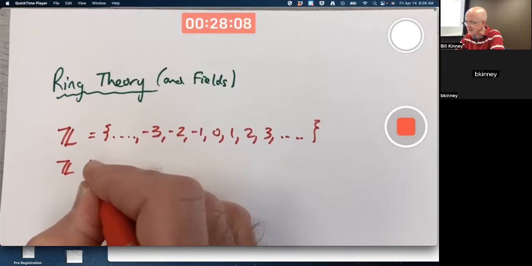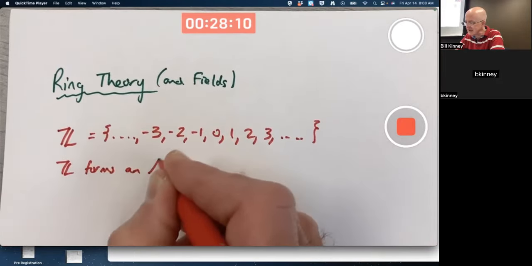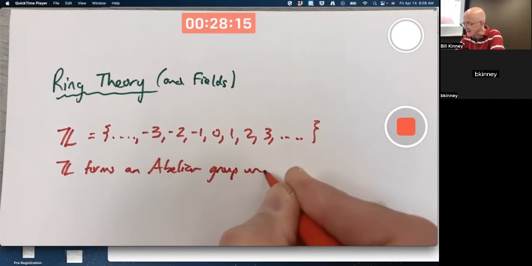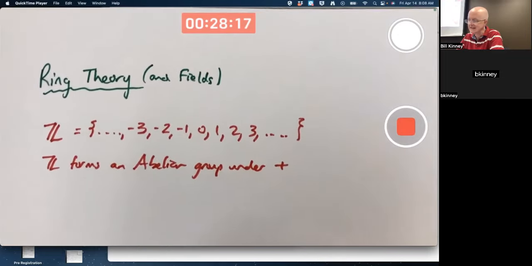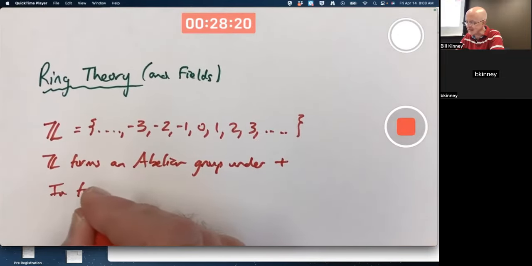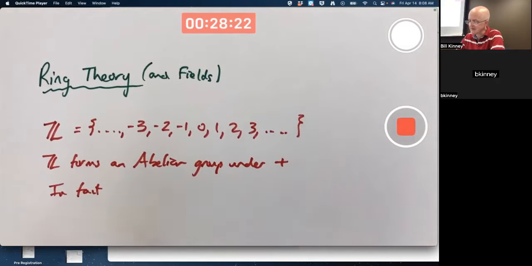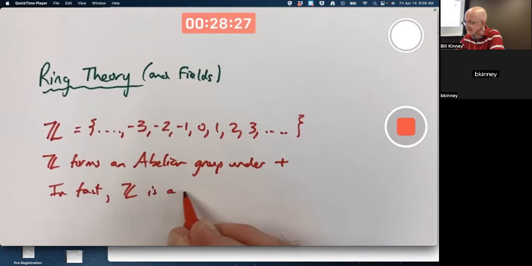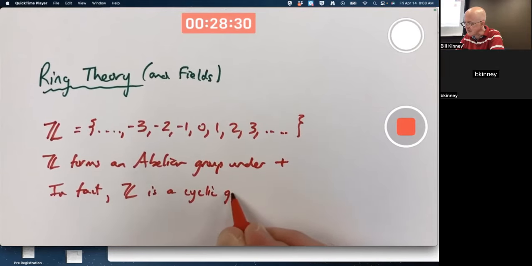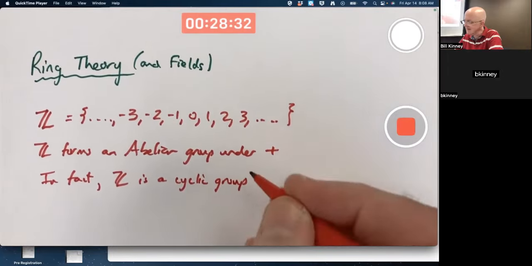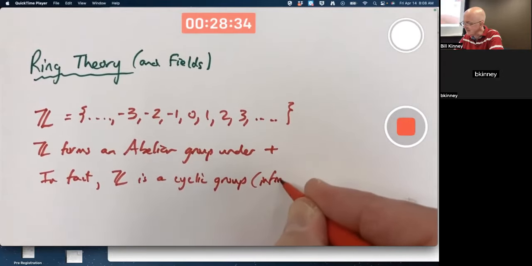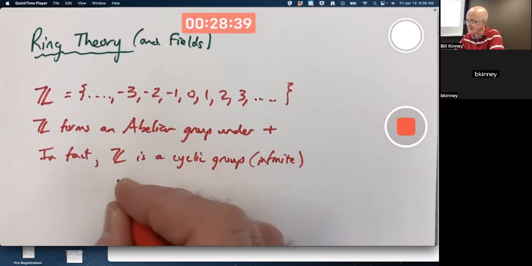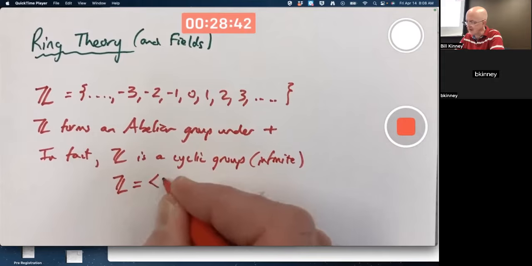Z forms an abelian group under addition. And in fact, it's a cyclic group, an infinite cyclic group. Z is a cyclic group. Infinite. It's got 2 generators, 1 and -1.